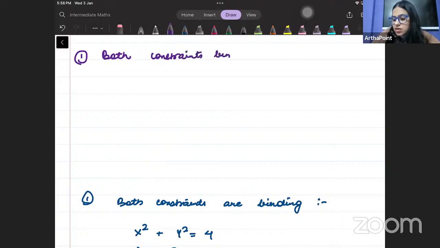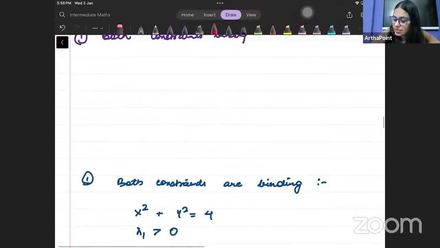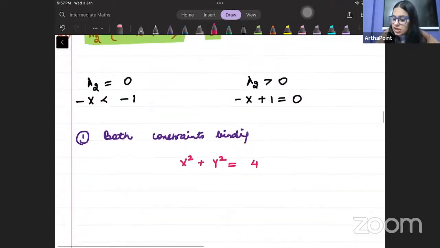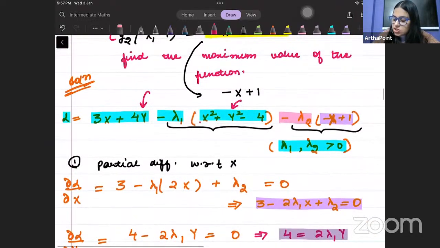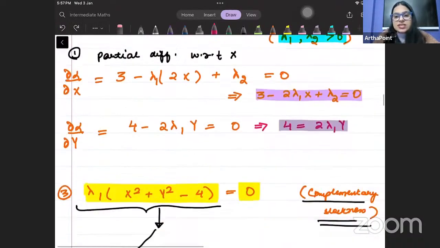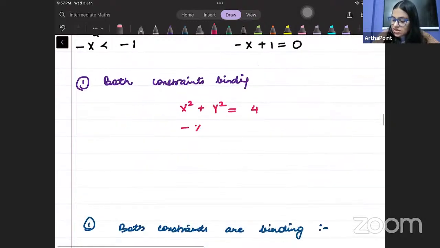Both constraints binding का क्या मतलब है? Both constraints binding का ये मतलब हो गया कि I am following them with equality. So x square plus y square equal to 4. The first constraint x square plus y square minus 4 is 0, so x square plus y square is equal to 4. Equality के साथ वो meet कर रहा है. And minus x is equal to minus 1. Both constraints are binding. That is my first condition.